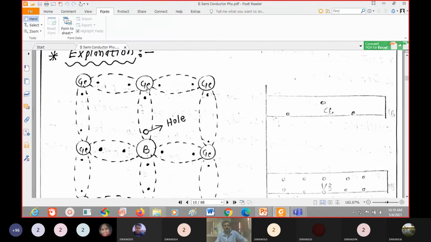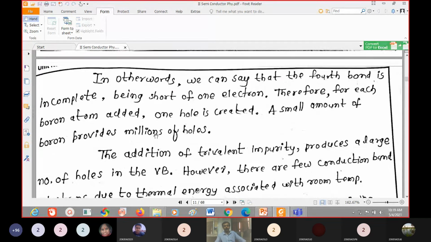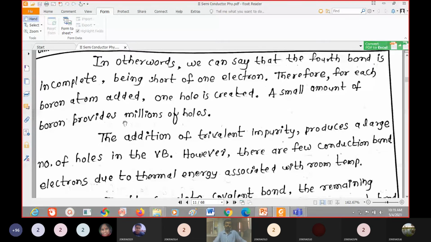only germanium provides the electron. So there is no electron from boron. That's why there is a deficiency of electrons here. That deficiency of electron we will consider as a hole. In other words, we can say that the fourth bond is incomplete, being short of 1 electron. Therefore, for each boron atom added, 1 hole is created.